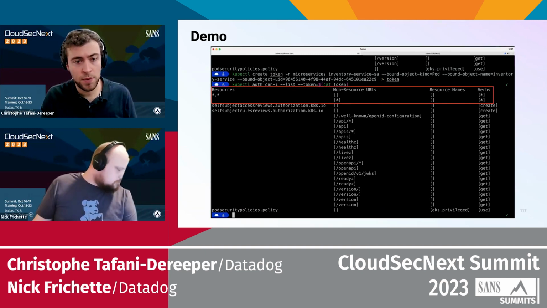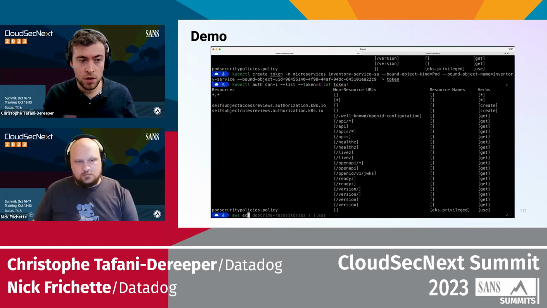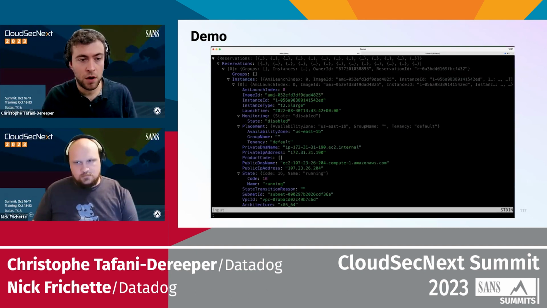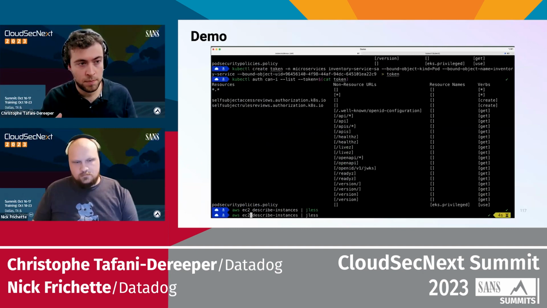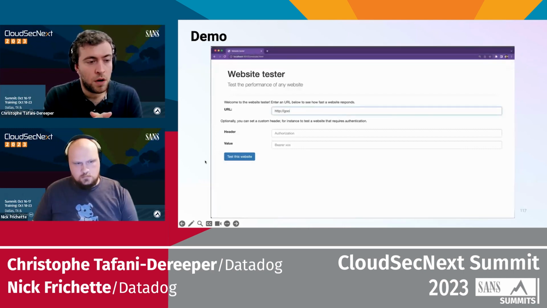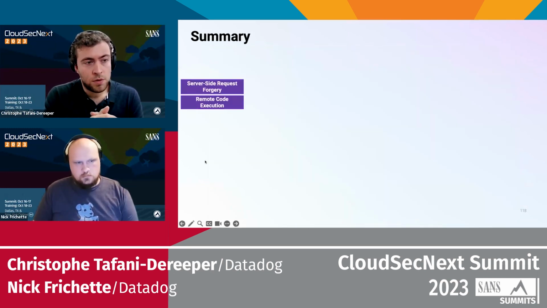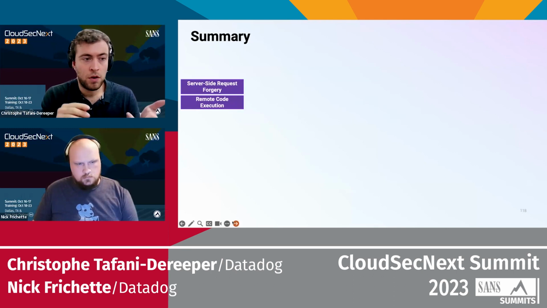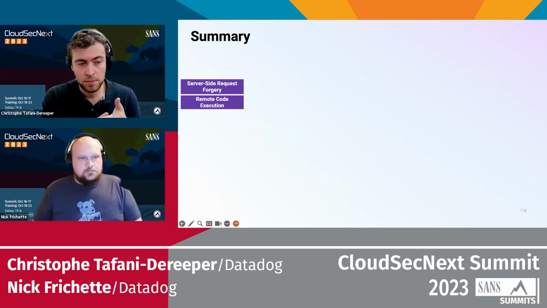So this is an example of how, being authenticated as a node, you can steal the credentials of any service account for a pod that runs on that node. Now, if we go to the next slide, this is what Nick was showing us before. If we go to the next slide, to summarize a little bit, we were able to exploit either a server-side request forgery, or a code execution in a pod.